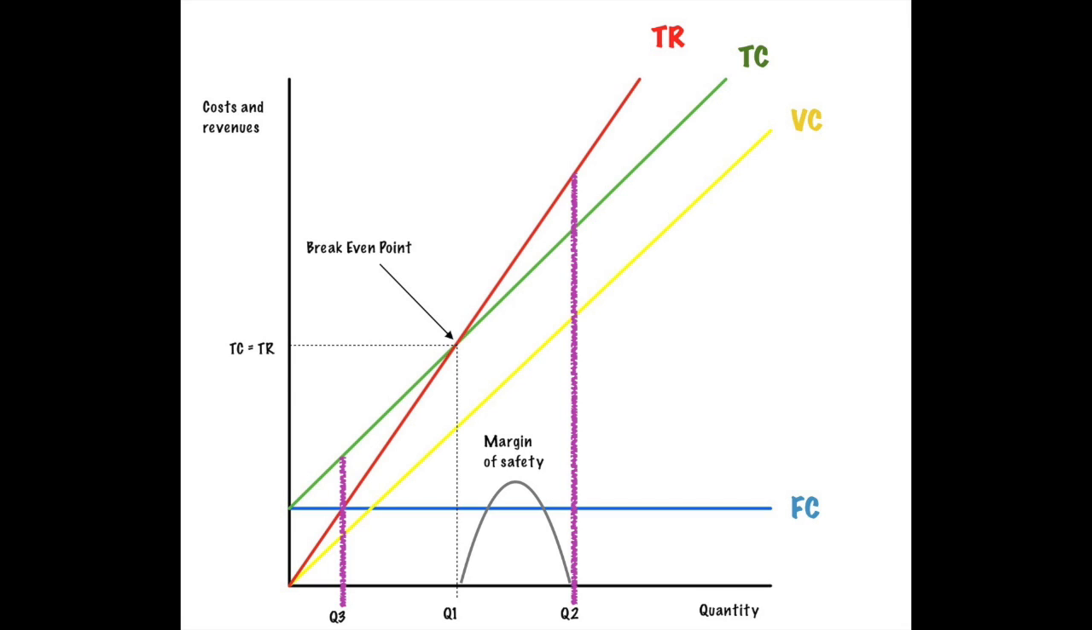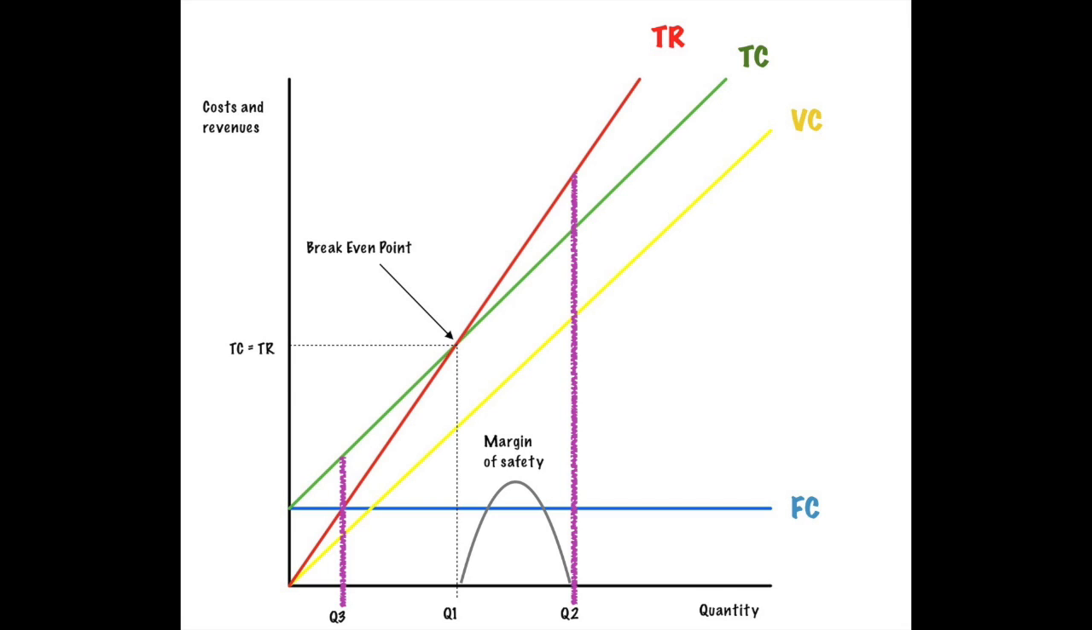And they have the same slope as total costs because total costs equal fixed costs plus variable costs. And since the fixed costs don't change, then the only change in total costs is the same as the change in variable costs. Therefore, these two will always rise at the same rate, and the difference between them will always be the same, which is equal to the value of fixed costs.